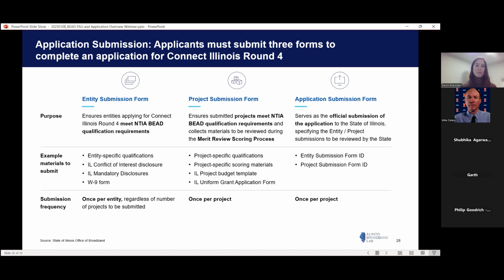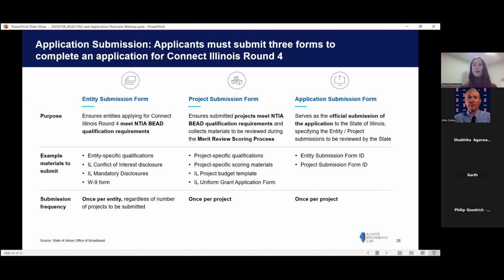So I recommend that if you did not participate in pre-qualification, take a close look now at the entity submission form part of the application guidebook, and you can consolidate, create a folder on your computer with everything that you'll need to submit. It's a couple of forms, it's some certifications, and it's information essentially demonstrating how your organization is prepared to carry out this grant program.